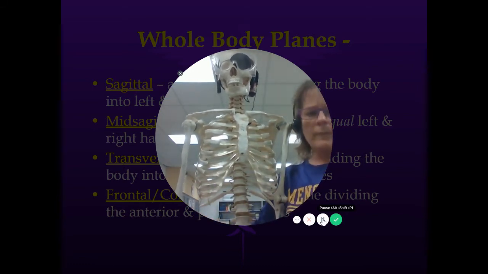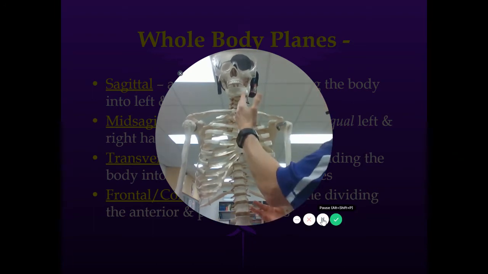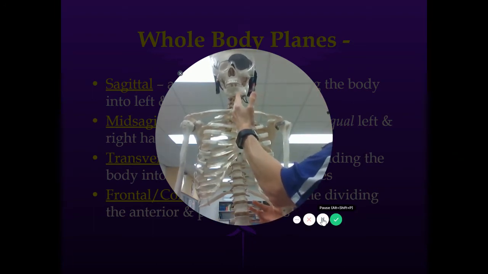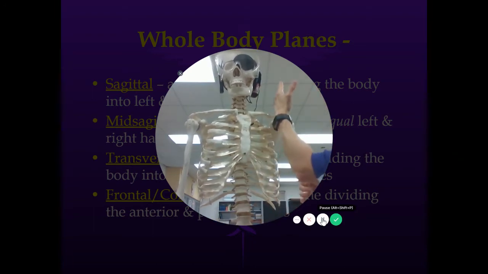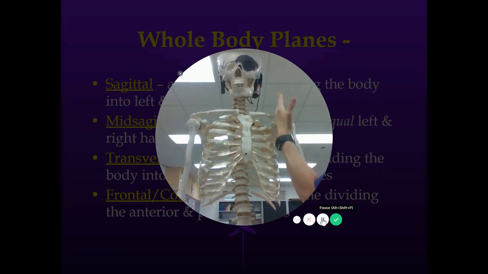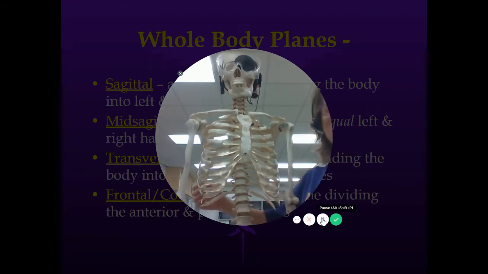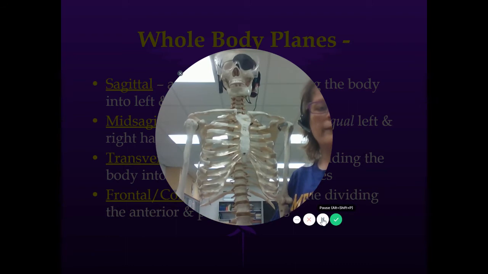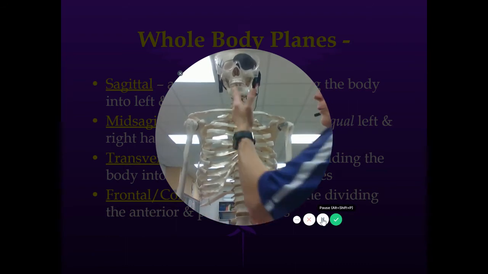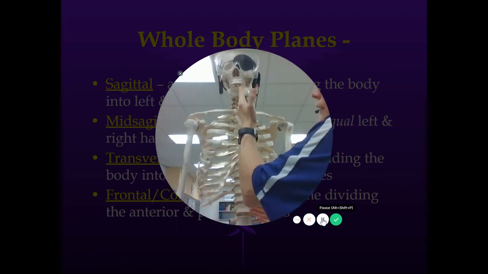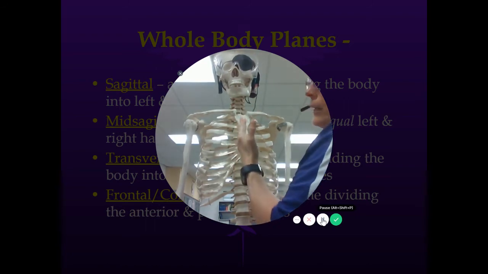Now, sagittal doesn't have to be perfect down the middle. Sagittal can be skewed to one side. It could be that I have cut him right through here and cut his arm off. Okay, that's still a sagittal plane because you're still vertical and you're still leaving him with a right half and now a small left half, but it's still left and right. Mid-sagittal, that just means that you are perfect down the middle. So if we say mid-sagittal, we mean perfectly down the midline.